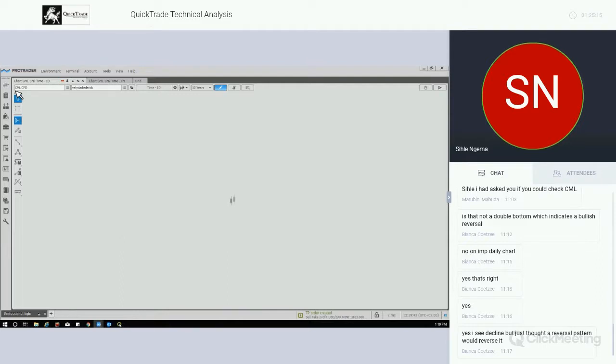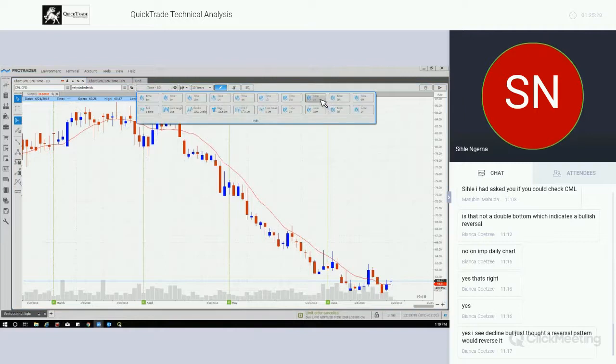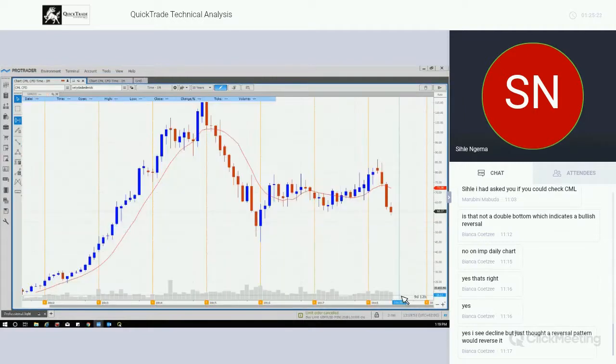Let's look at our CML. In my view, CML is still a short. That's our monthly time frame on CML. CML closed below its simple moving average at the end of May. It was down 15.5%, closed below the moving average, and month to date we are down over 4%. We are 4.3% down to be exact, month to date in June.